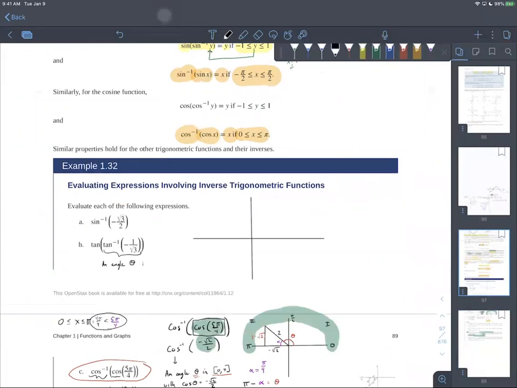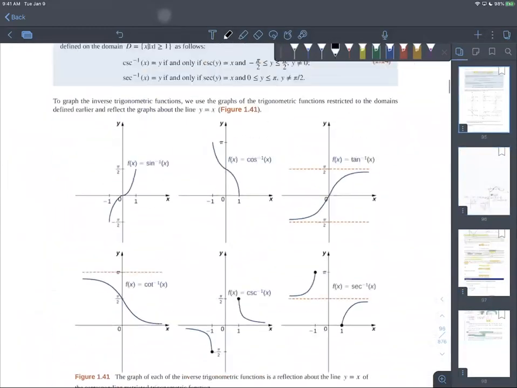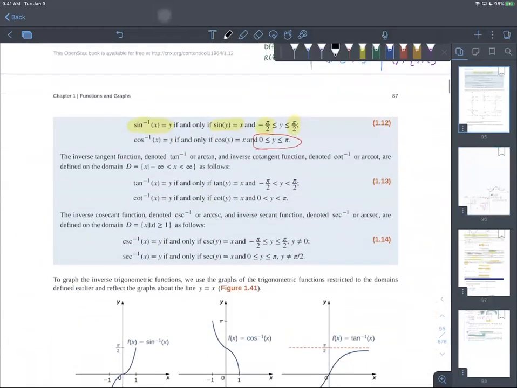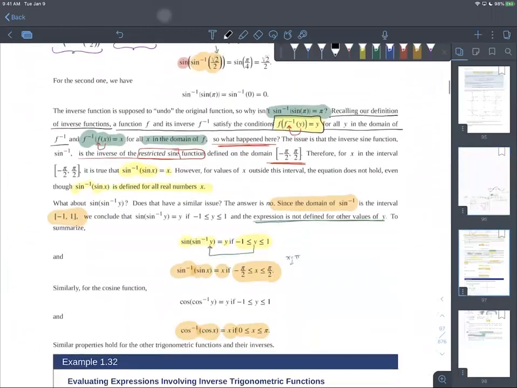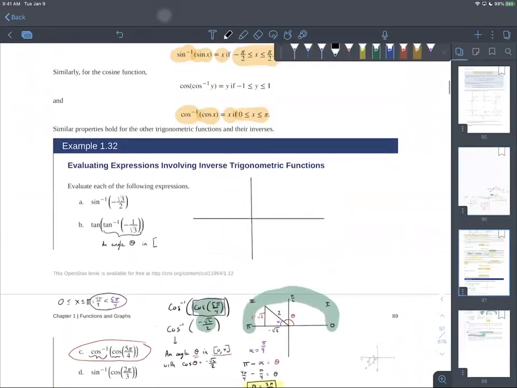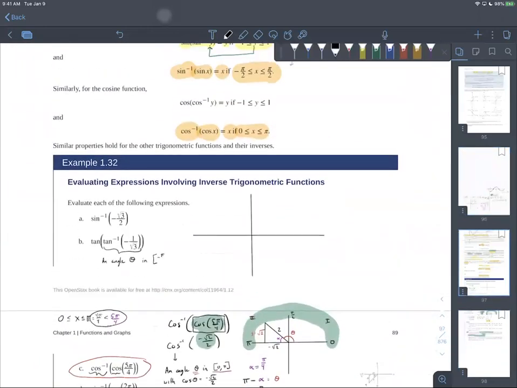Now this angle needs to be in the range of that inverse trigonometric function. The range of tangent inverse, we can scroll up and look at it, is from negative pi over 2 to pi over 2. So that's how I'm figuring out which quadrants to be in. This is going to be an angle in negative pi over 2 to pi over 2.